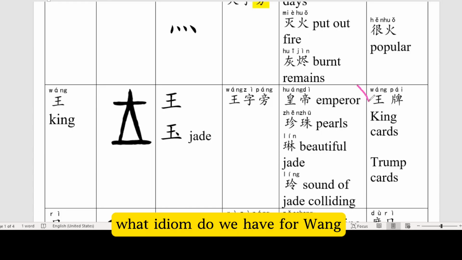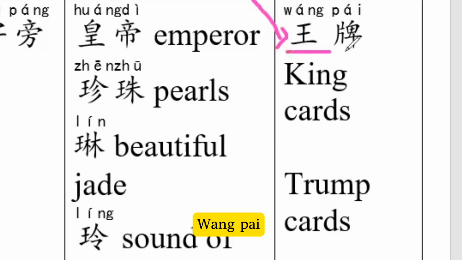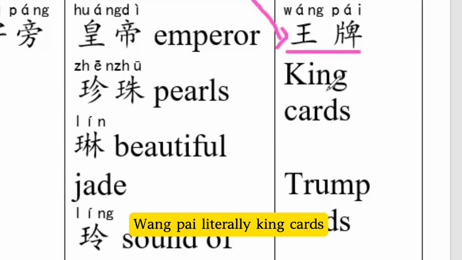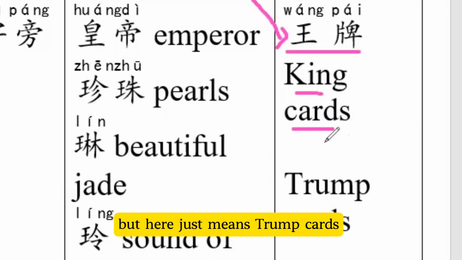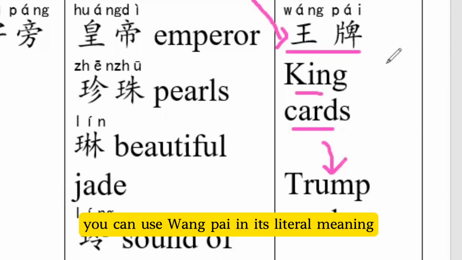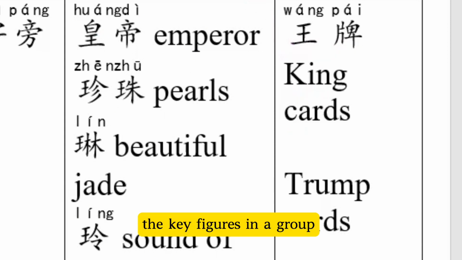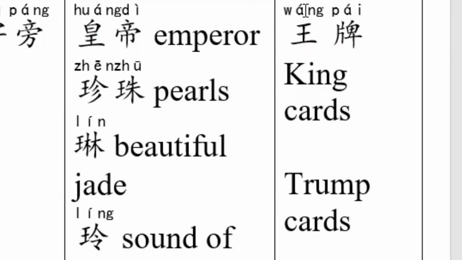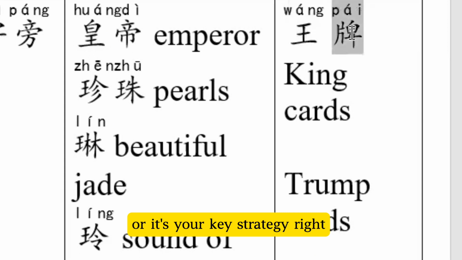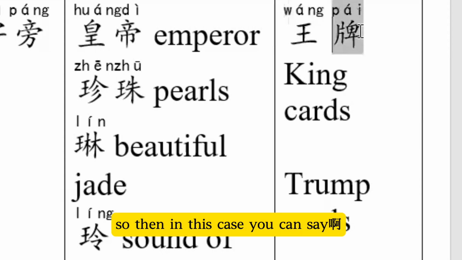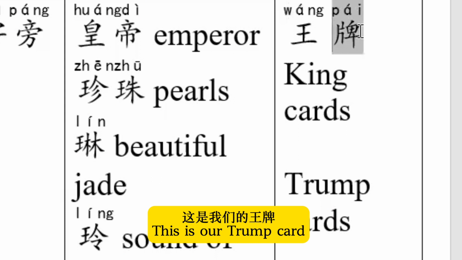What idiom do we have for Wang? 王牌. 王牌, literally king cards. But here it just means trump cards. Of course, you can use 王牌 in its literal meaning, but it also means key figures in a group, or it's your key strategy, right? So in this case, you can say, 这是我们的王牌.